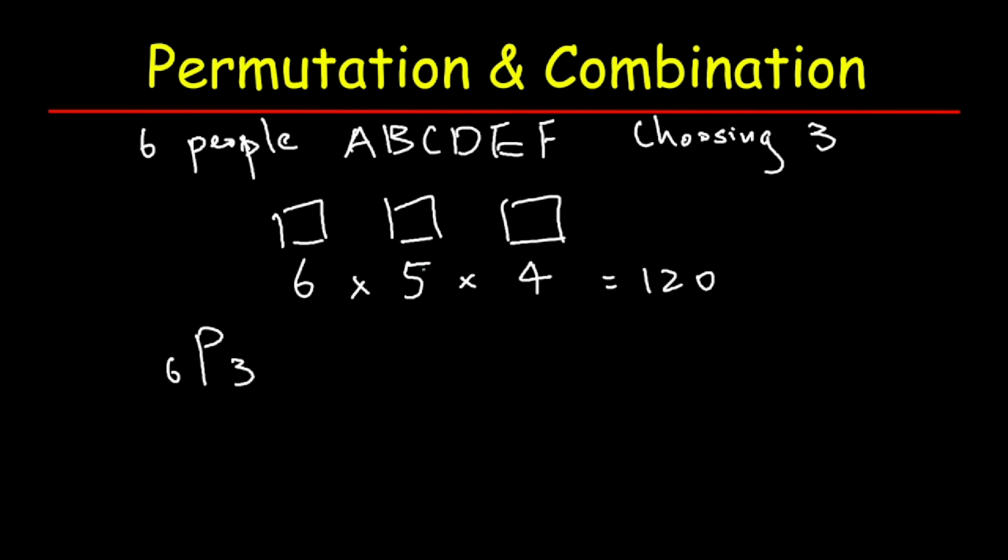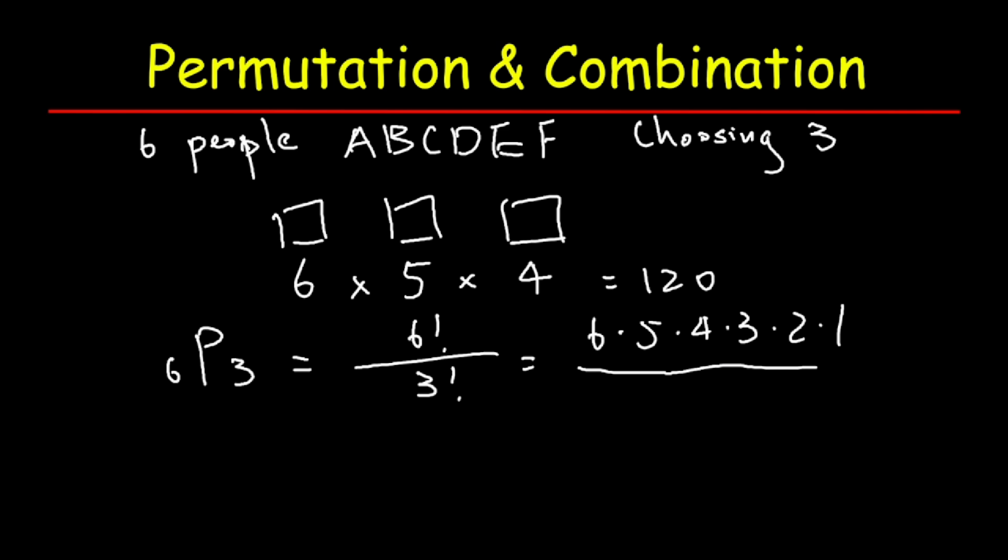In this case, we only had 6 times 5 times 4, unlike the previous question where we multiplied from 6 all the way to 1. In general, we can represent this as 6 factorial divided by 3 factorial. Since if we write this out, we can see that the extra terms 3 times 2 times 1 will cancel out with each other and leave the 6 times 5 times 4.